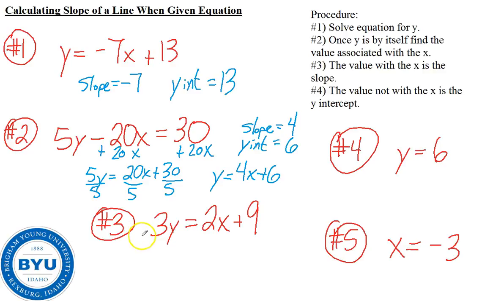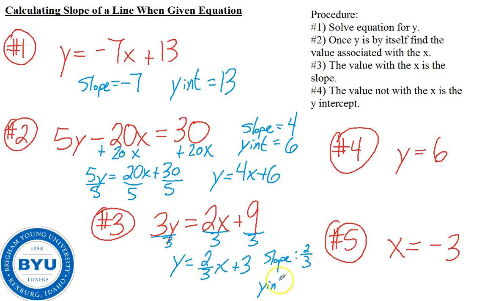Let's try number 3. Here I need to divide by 3 on both sides. So I get y equals 2/3 x plus 3. So my slope is the number with the x, which would be 2/3. And my y-intercept would be 3.